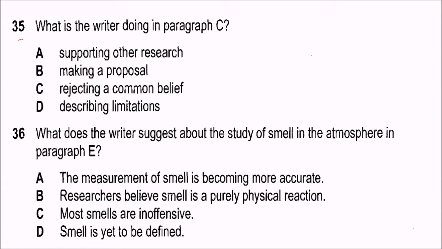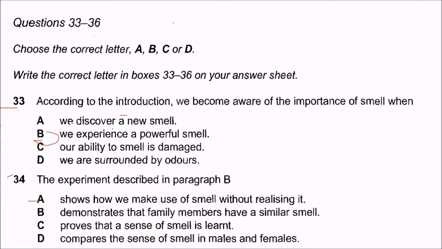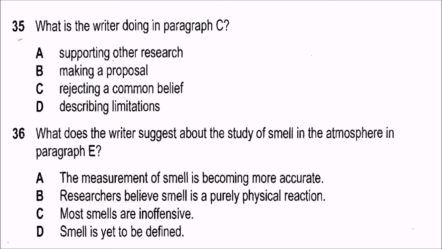35. What is the writer doing in paragraph C? Again, let us go to paragraph C. In spite of its importance in emotional and sensory life, smell is probably the most undervalued sense, because we can easily find it, but animals have these more developed. So let us try to answer it. 35 is actually C: rejecting a common belief.